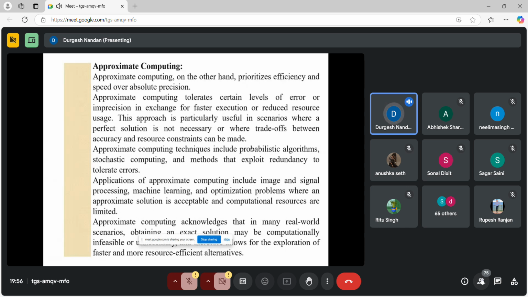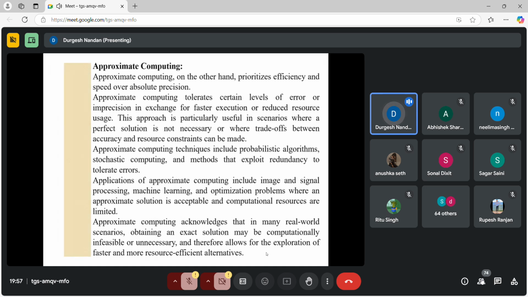Machine learning is another area, and wherever there is a scope for optimization, approximate computing is definitely the most preferable choice in comparison to exact computing, because it provides better results in the form of a trade-off. Trade-off means cost, area minimization, power minimization, and all those.